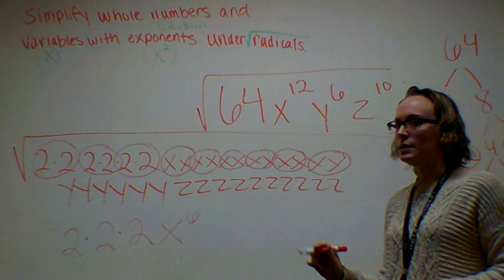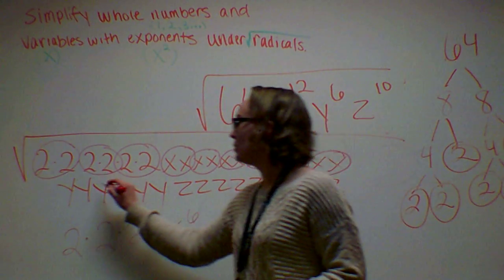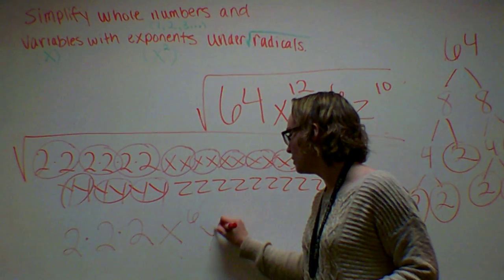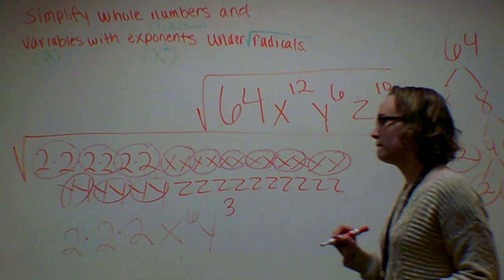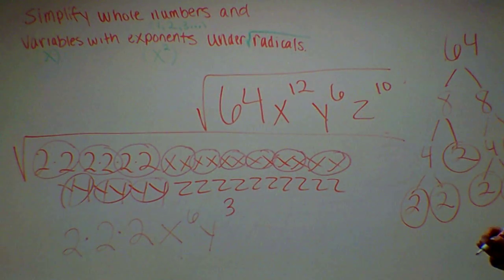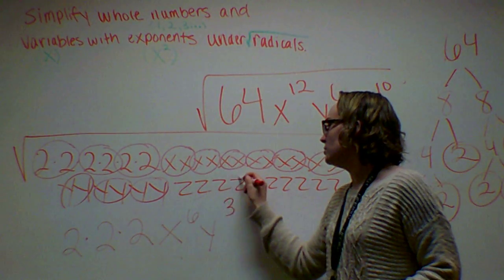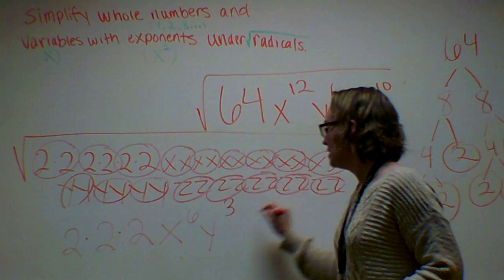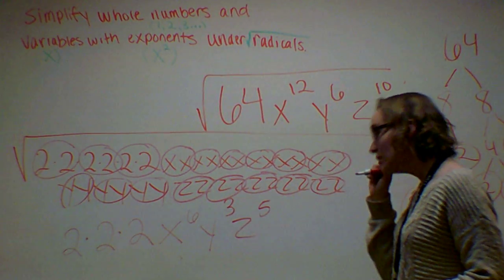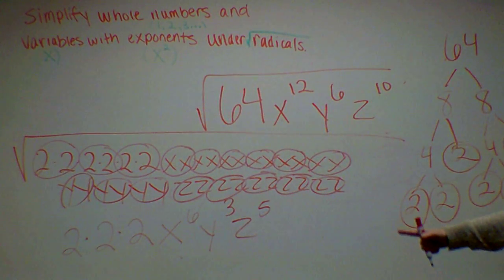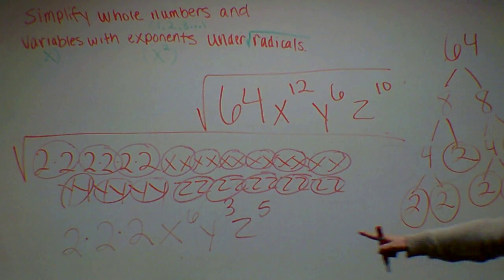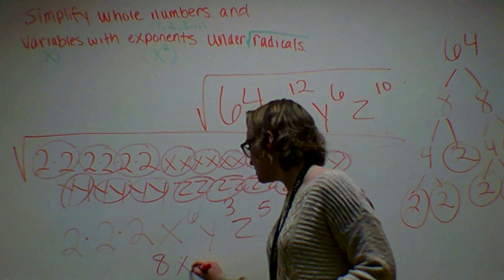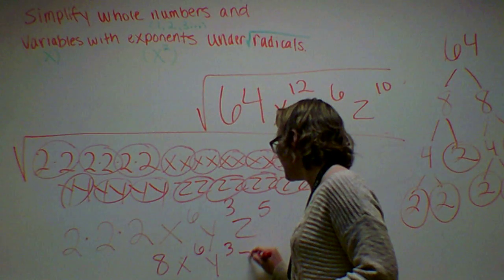How many y's in pairs do I have? 3. So I'm pulling out y to the third. And Tyler says we have 5 pairs of z's. Z to the 5th. But I'm not done. What do I do with all those 2's? Multiply. So what's 2 times 2? 4. And then what's 4 times 2? 8. So it's 8, x to the 6th, y to the 3rd, z to the 5th.